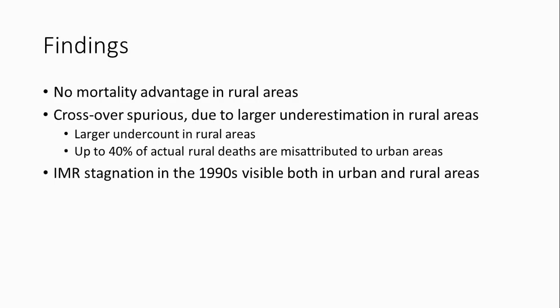And then we also make some estimation about this issue. Part of the problem is actually this misattribution of rural to urban, so rural deaths that are misattributed as occurring in urban areas. We do some calculations, and we conclude that 40% of actual rural infant deaths are misattributed to urban areas.